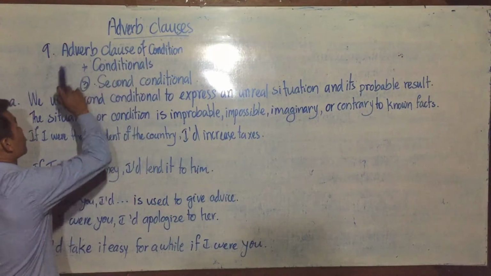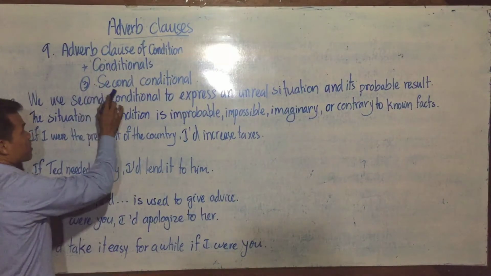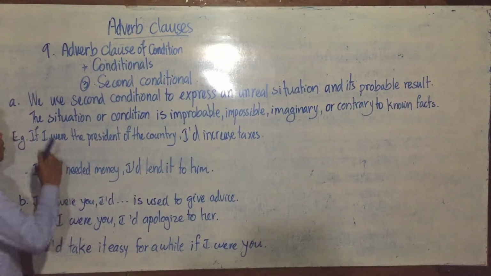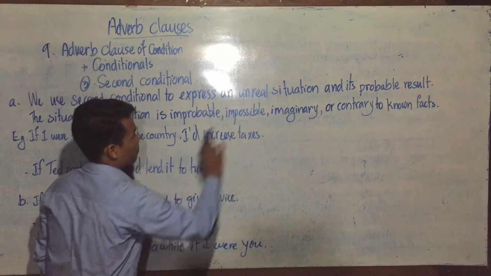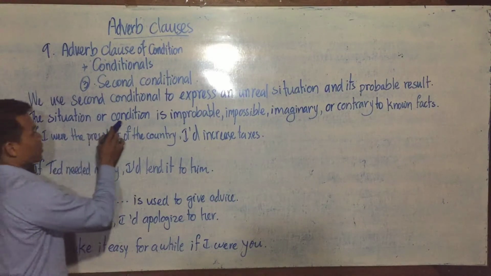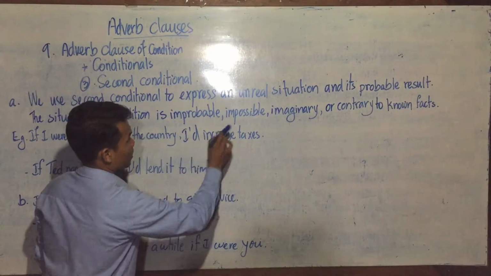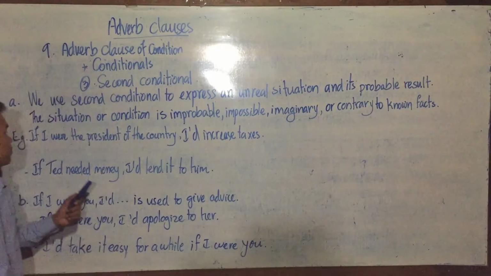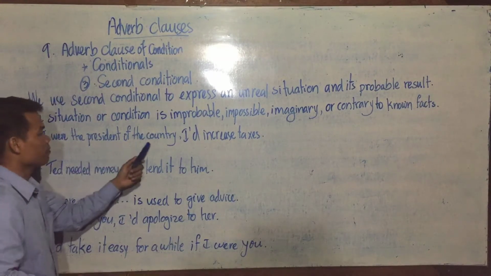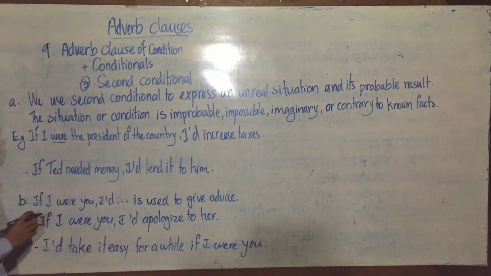Adverb clauses, number 9, adverb clause of conditions, conditionals. Number 3, second conditionals. We use second conditional to express an unreal situation and its probable result. The situation or condition is improbable, impossible, imaginary, or contrary to known fact. Look at the example: if I were the president of the country, I would increase taxes. If I was, you see the word if I was.